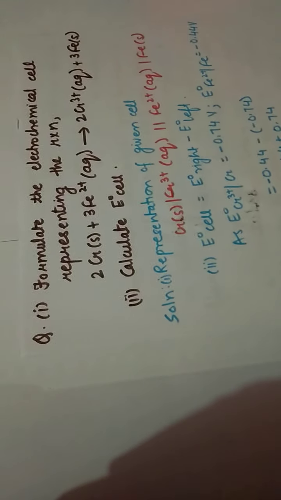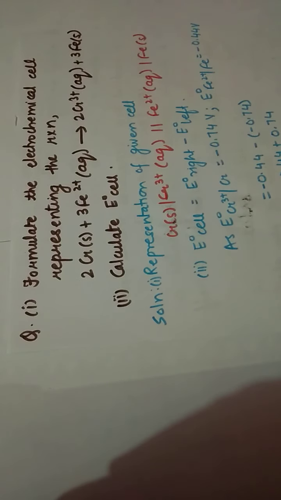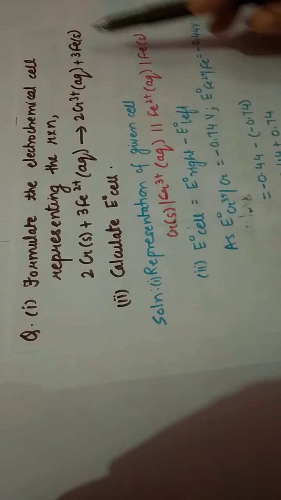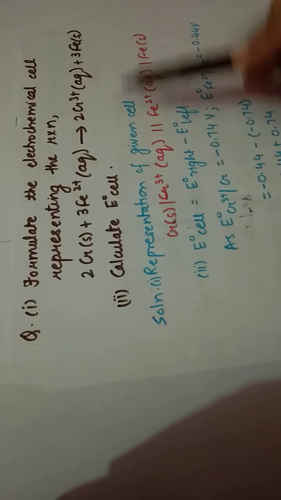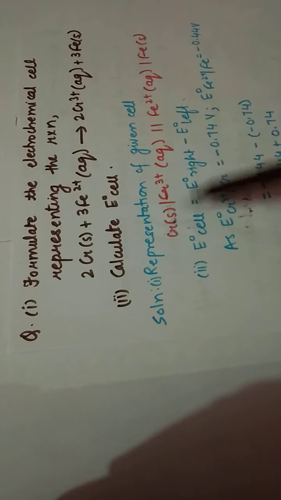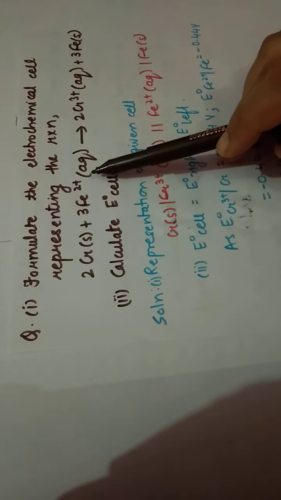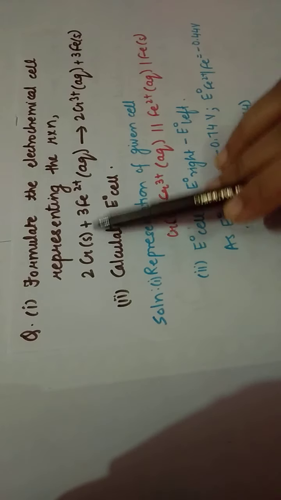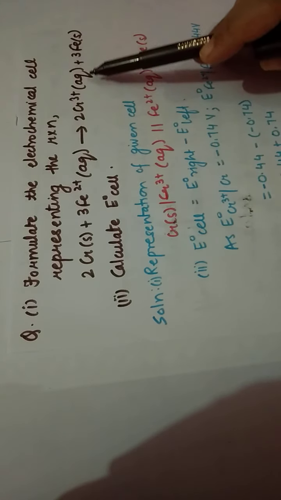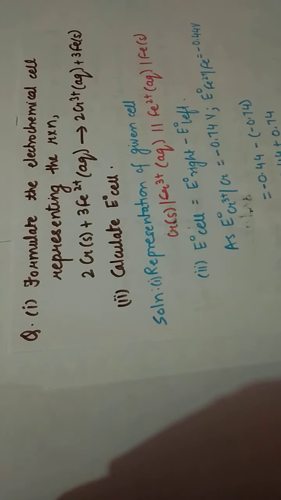Okay children, now we have one question. Formulate the electrochemical cell representing the reaction. With the help of the reaction given to you, you have to represent the cell. The reaction is 2Cr(s) + 3Fe2+(aq) will give 2Cr3+(aq) + 3Fe(s). The state is written in the bracket.